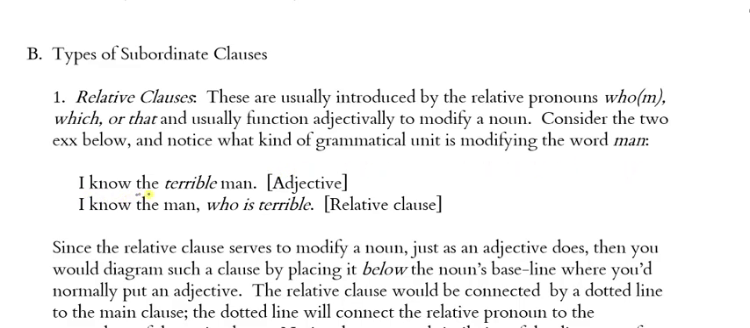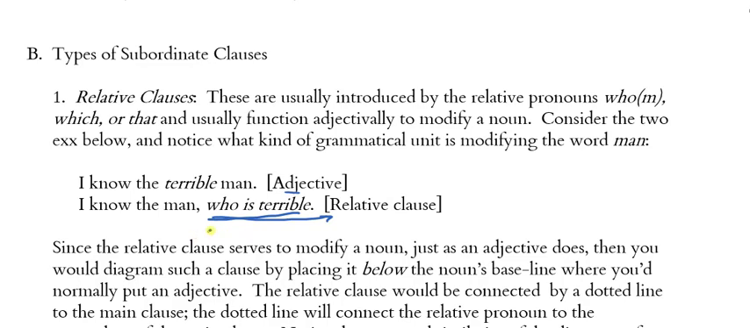I know the terrible man. What kind of a word is terrible? Terrible is an adjective. And now look at the second sentence. I know the man who is terrible. Here, I don't have just an adjective. I have an entire relative clause. And this relative clause is modifying the man. Both the adjective terrible describes the man, and the relative clause who is terrible describes the man.